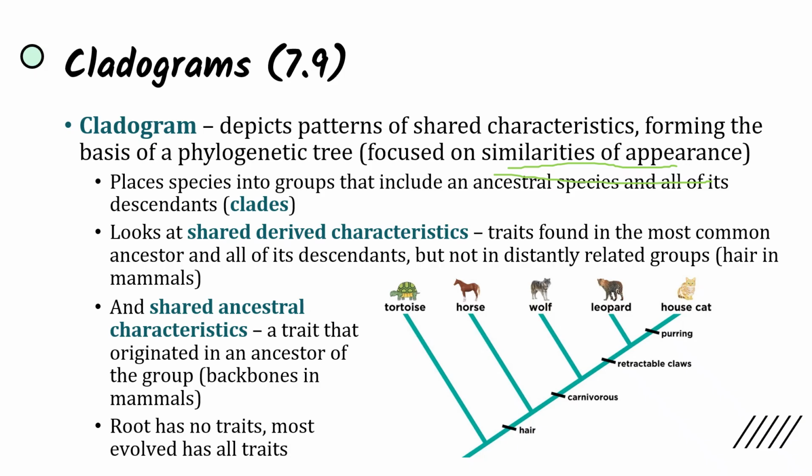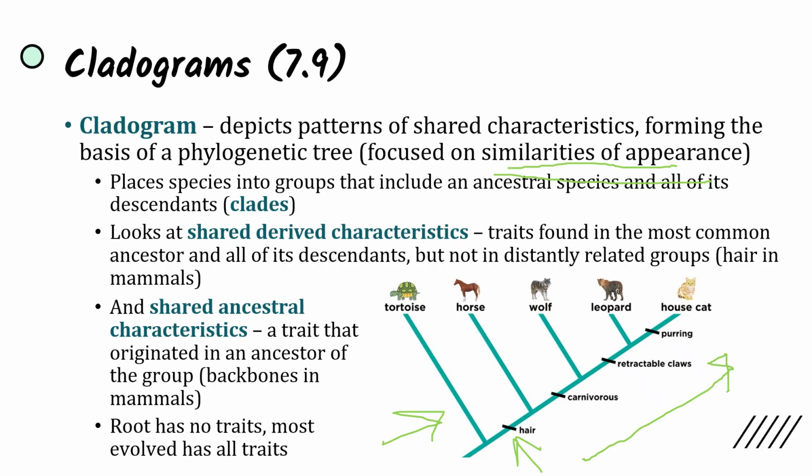So the ancestor and all of its descendants are going to have the shared ancestral characteristic, but a shared derived characteristic is going to appear at points within the cladogram and will include all of the descendants, but not all of the preceding species. So if we look at this cladogram right over here, between the tortoise and the horse, we see the shared derived characteristic of hair. So the tortoise isn't going to have hair, but the horse will have hair, and all of the species that are descendants within this cladogram are also going to have hair.